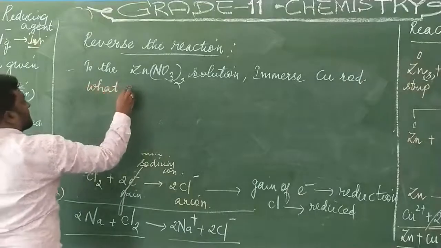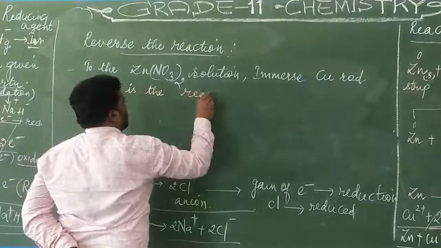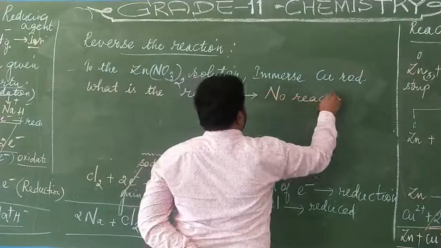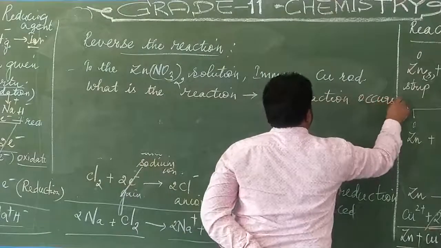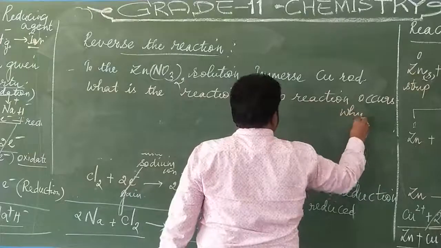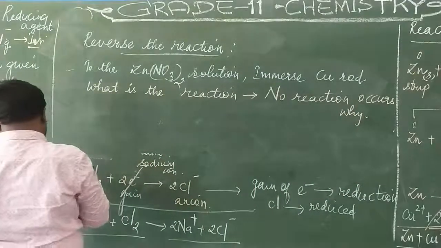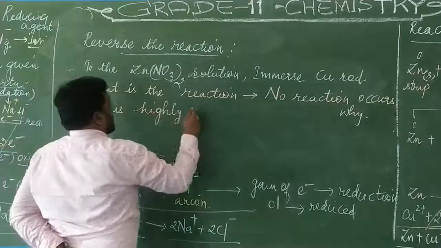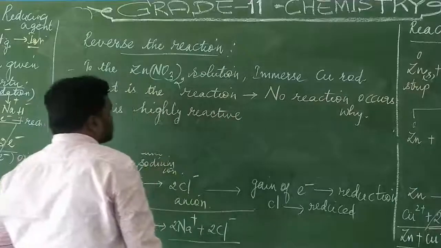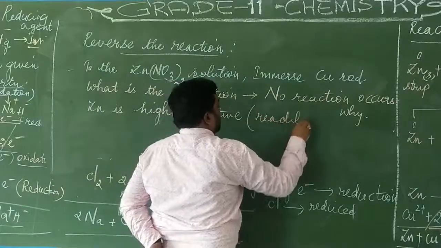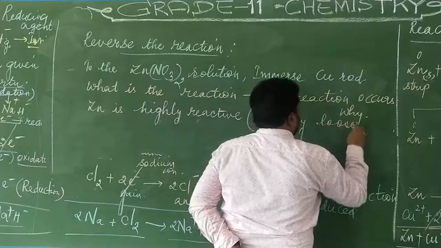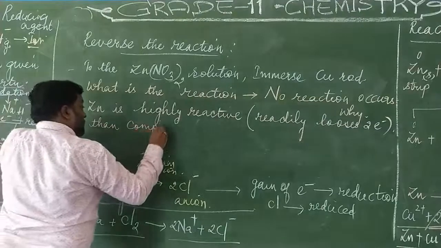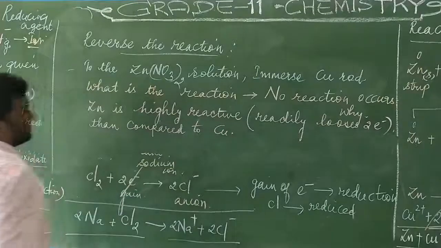What is the reaction? What is the chemical change? So here no reaction occurs. Why no reaction occurs? Why? Because zinc is highly reactive. That means what? It can readily lose 2 electrons compared to the copper. Can you understand?